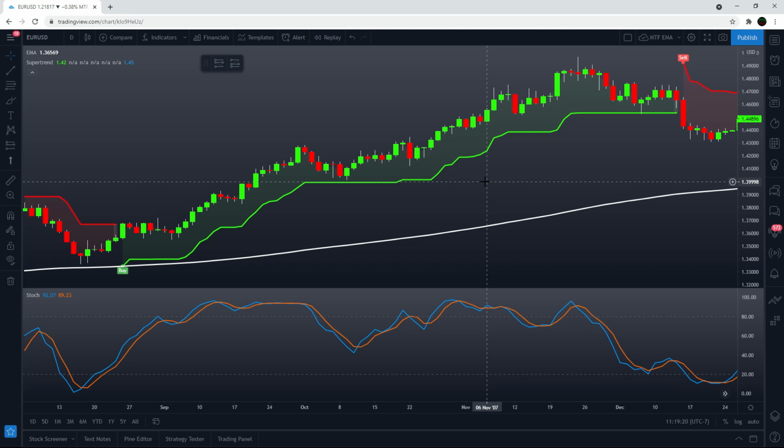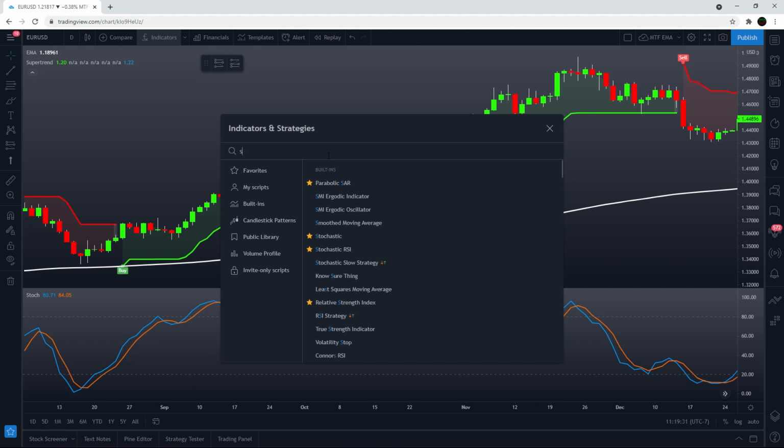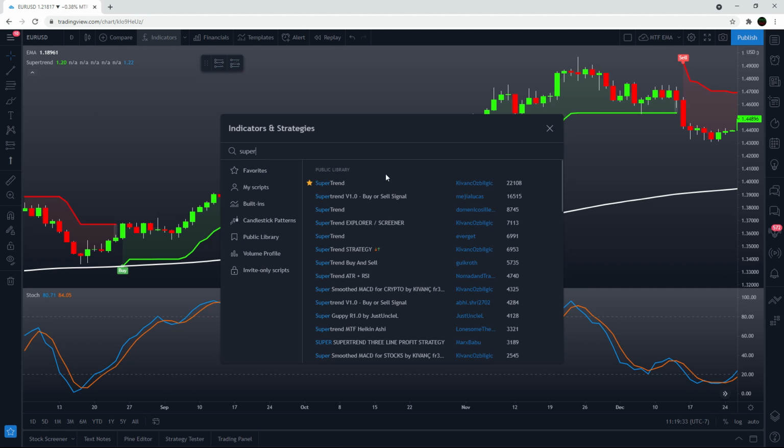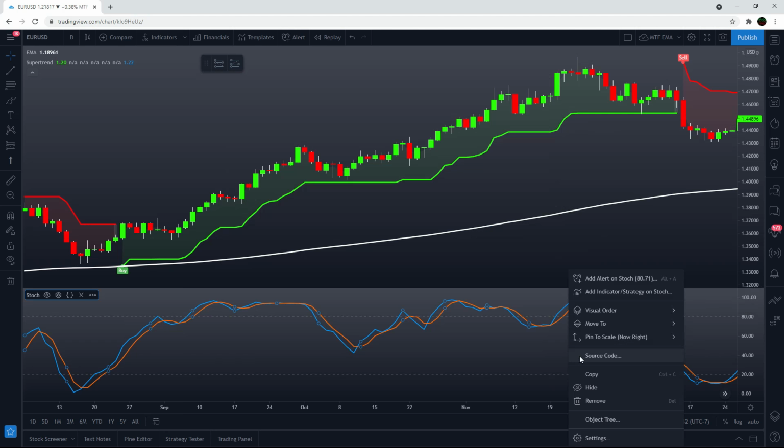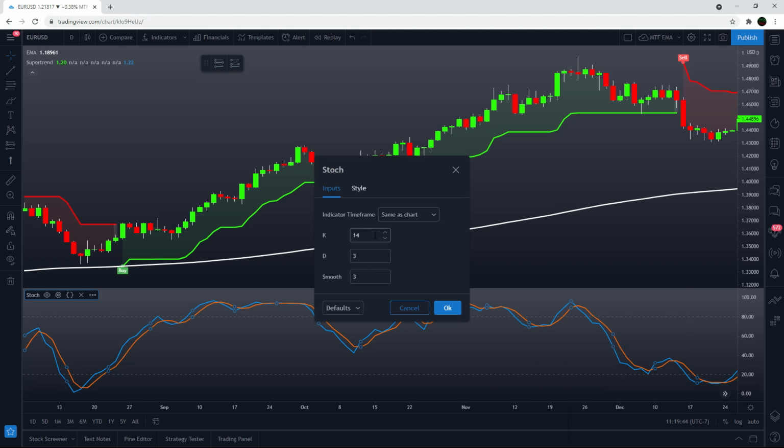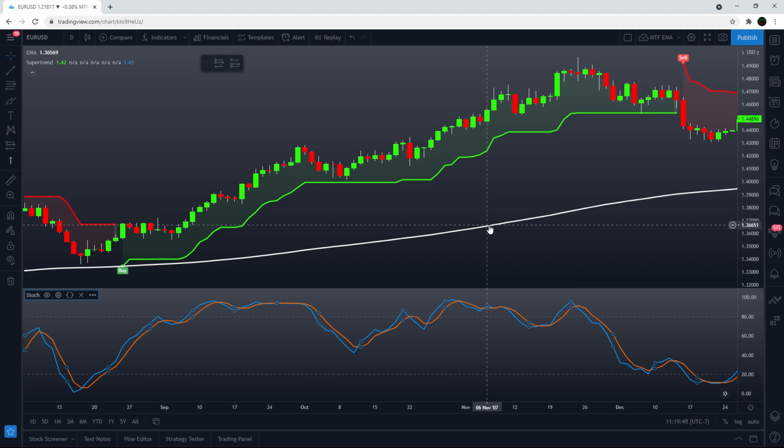We have the super trend, the 200 period exponential moving average, and the stochastic. Now this super trend indicator, I'll go ahead and show you which one I'm using since I know someone will ask. It's by Kevin Ozbilgic. Also the stochastic, the normal stochastic, we have default settings here, 14, 3, and 3, and then everyone knows the 200 period exponential moving average.